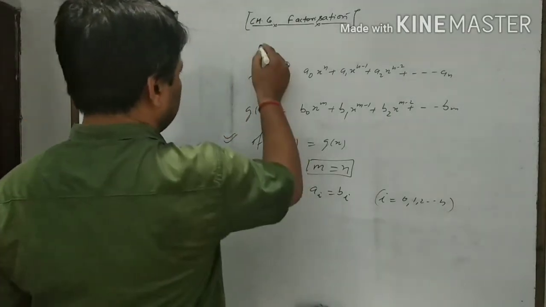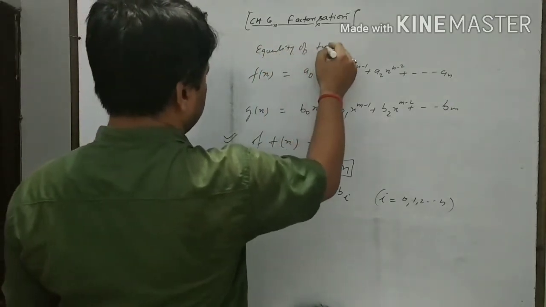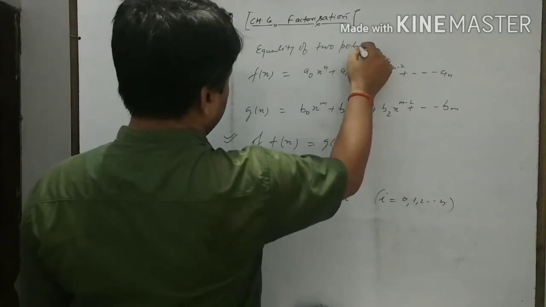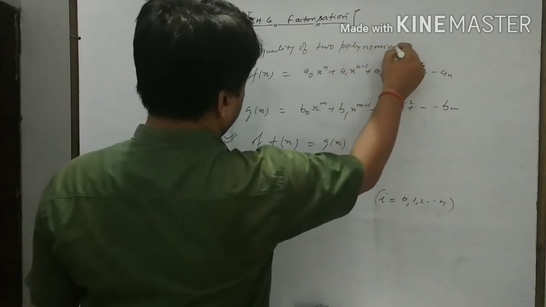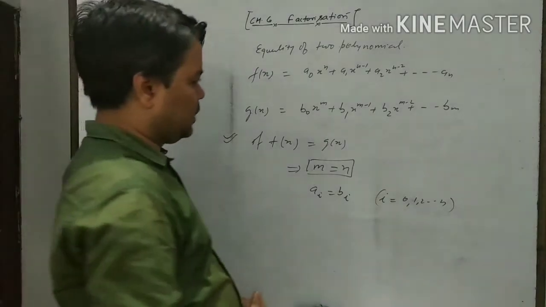So this is the equality of two polynomials. This is about the equality of two polynomials.